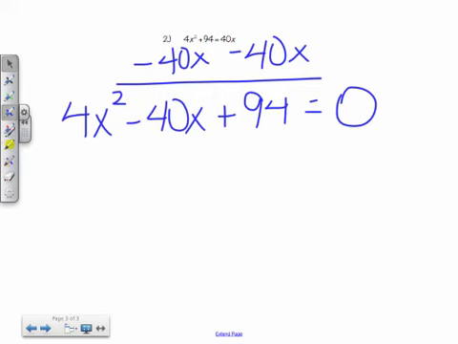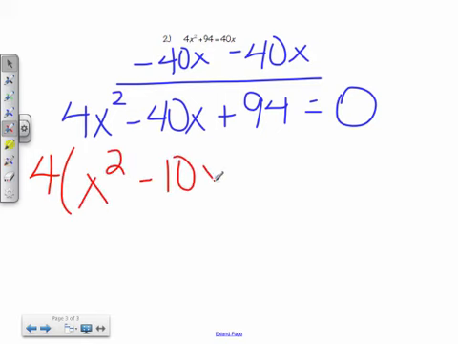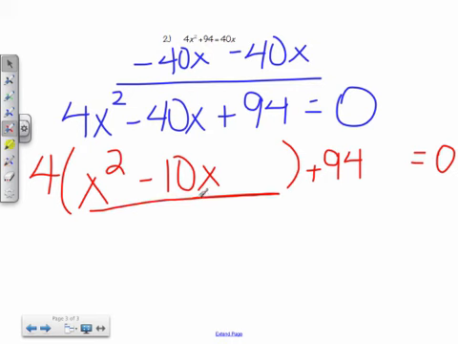So just like we learned in the last video, factor out a 4 so that this leading coefficient will now become 1. So it becomes 4 times x squared minus 10x, and I'm going to leave a little bit of space, plus 94 is equal to 0. Okay, so now I have to complete the square for what's inside of the parentheses right here.